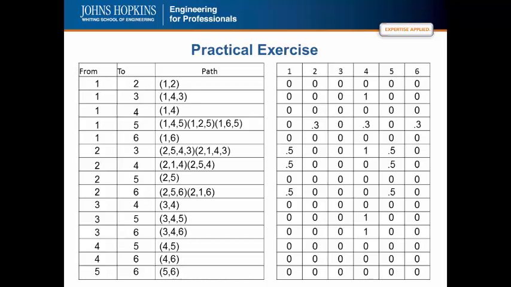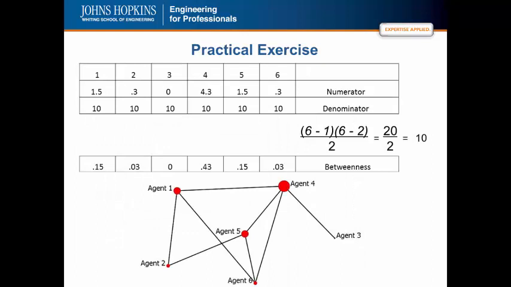We will now proceed. Adding each of the columns, we have the following tallied results. The denominator is the formula 6 minus 1 times 6 minus 2 divided by 2, or 10. That gives us the final betweenness centrality scores that you see here. Please take a moment to make sure that your solution matches what is displayed. If not, rewind as necessary to go back and identify your mistake before proceeding to the next centrality calculation.